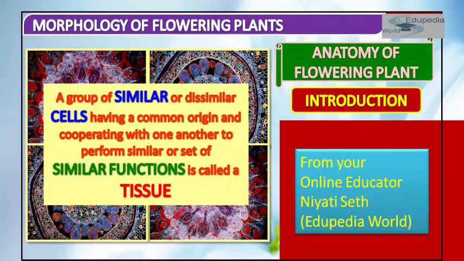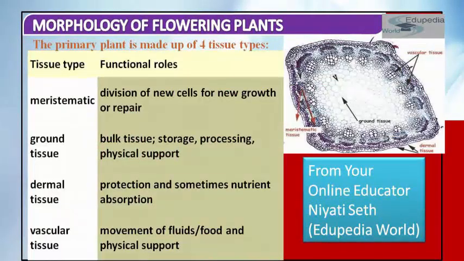I hope tissue is clear to all of you. So you can define that tissue is a group of cells which has a common origin and it usually performs a common function. And thus they cooperate with one another to perform similar or a set of similar functions. Okay, so that is called tissue. A plant is made up of different kinds of tissues. Tissues are classified into two main groups, as I told you, meristematic and permanent tissue, based on whether the cells being formed are capable of dividing or not. If the cells are capable of dividing, then that is known as meristematic tissue. And if they cannot divide, then that is known as permanent tissue.